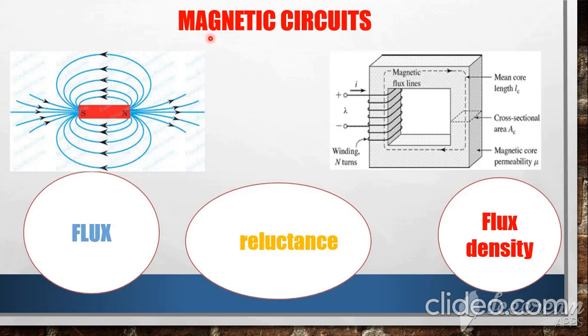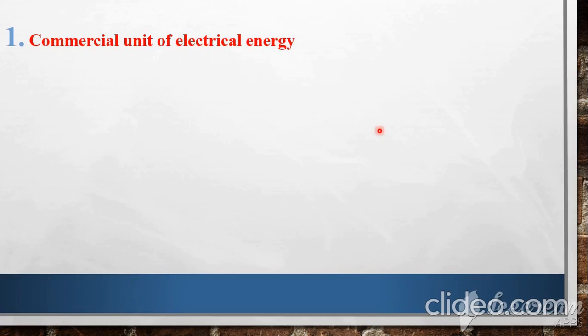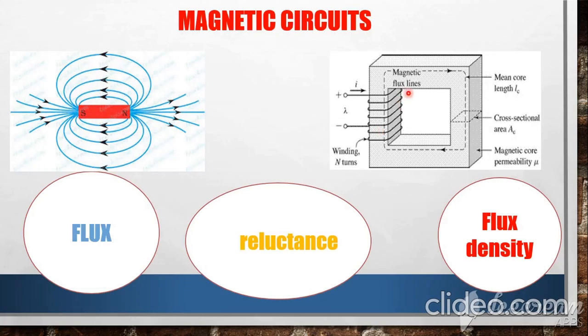Then comes the second module, which deals with magnetic circuits. We know that in a magnetic circuit there will be magnetic flux lines around it, and the total number of lines is called flux, the opposition is called reluctance, and the flux per unit area is called flux density. So we want to study the analysis of magnetic circuits, that is both series and parallel magnetic circuits, in the second module.